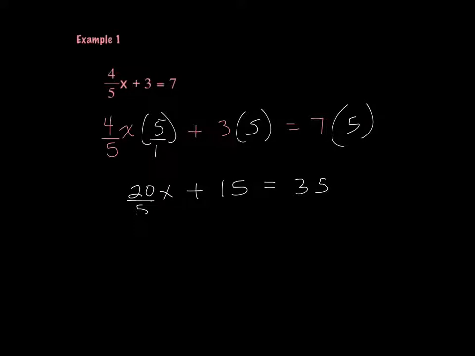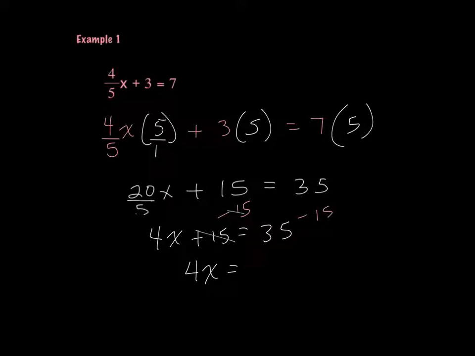And now, I promised you we're going to get rid of the fractions, because look at that, 20 over 5, that's really just 4, right? 5 goes into 20 4 times. So we're going to rewrite this as 4x plus 15 equals 35. And hey, look at that, now we have an equation where the fractions are gone. We just have whole numbers, in fact, and all we're going to do is solve as normal to get x by itself. So we'll subtract 15, minus 15 minus 15, and those two will cancel. So it'll leave us with 4x equals 35 minus 15 is 20.